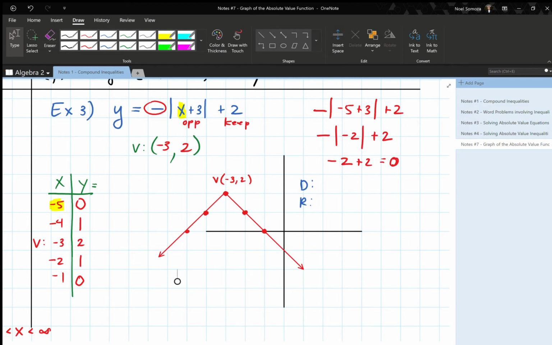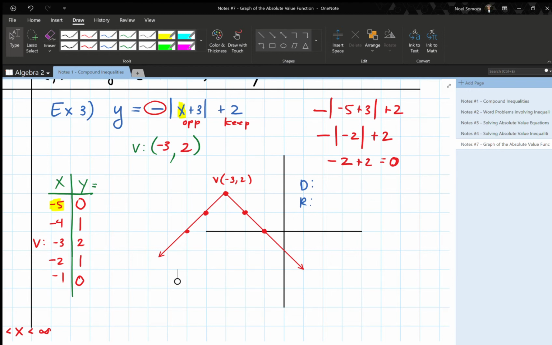The 3, we already kind of saw what it did. Which way did it move it? Left, right? It's not what you expect because it's a +3. You might think, oh, it should move to the right. +3 is over here, but it's not. It moves the other way. And then the +2, what did it do? Up. Okay.